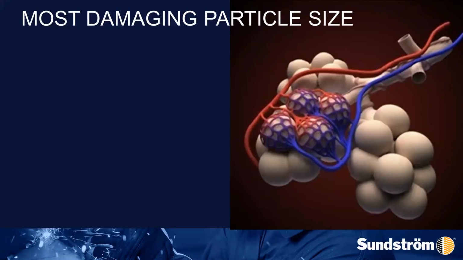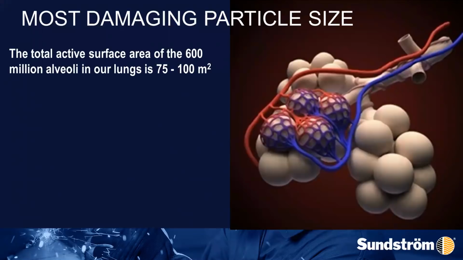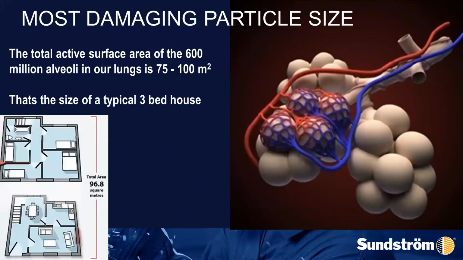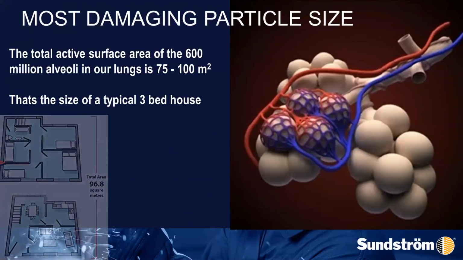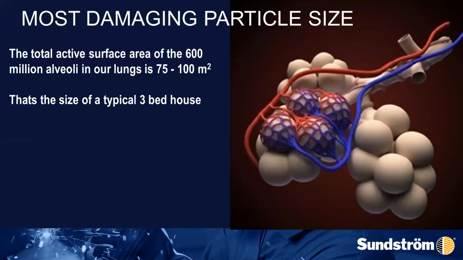Now, all these alveoli inside us are about 75 to 100 square meters. If you took them out and flattened them out, that would be the surface area. That's the typical surface area of a 3-bedroom house, not the size of a 3-bedroom house, obviously, but the size of the floor plan of a 3-bedroom house. And this, combined with particle sizes, is one of the major reasons why we have respiratory disease.